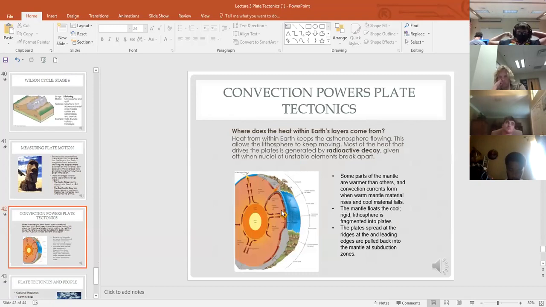Mantle convection, like we mentioned, convection is how energy is transferred in a fluid, is what powers plate tectonics. Residual heat from Earth's formation and radioactive decay basically drive the engine.